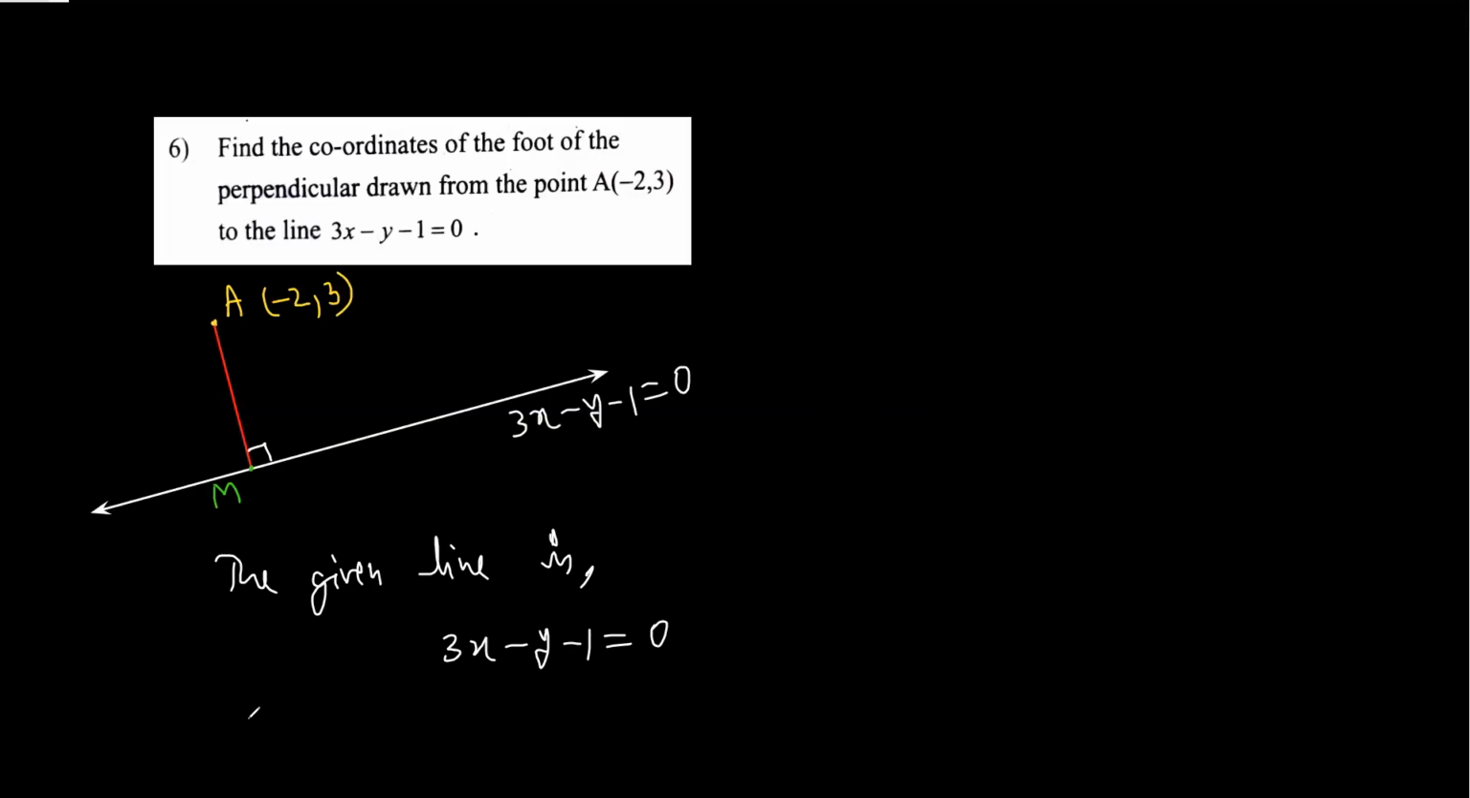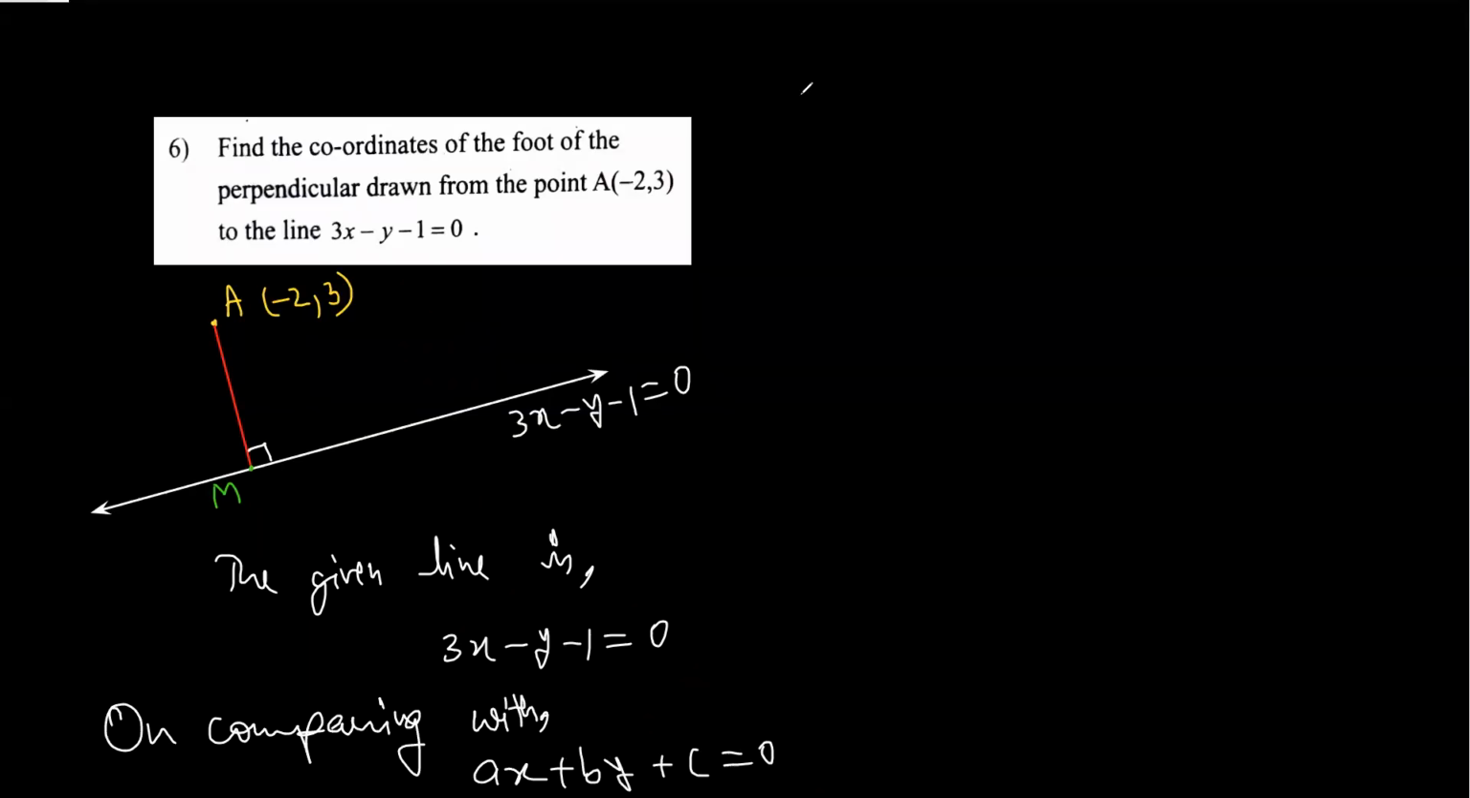I write here. See, I'm writing this being the first problem, but then you can write it directly also. You can directly write the values of A, B, C, but I'll be comparing and writing. So here I write: on comparing with ax plus by plus c equal to 0, when I compare, I will get the A, B, and C. So what is A, students?